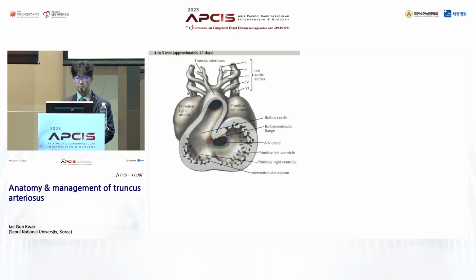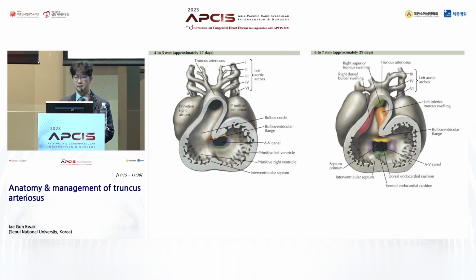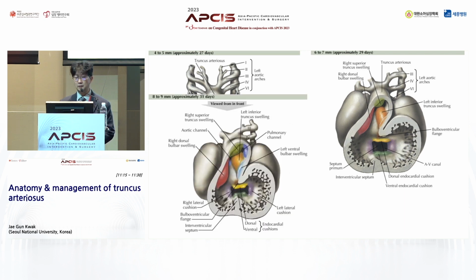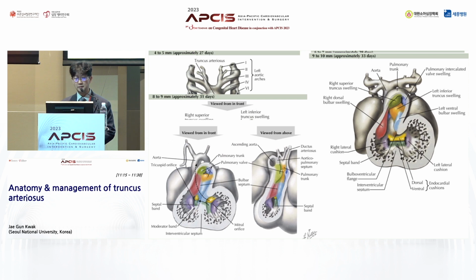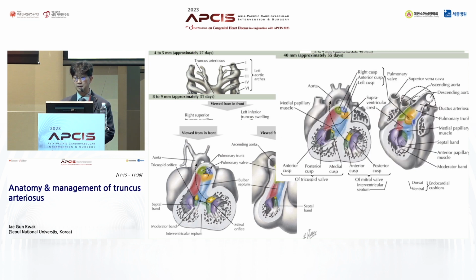Yesterday, Professor Jiwon Ko described in detail the embryological aspects of this disease, so I skipped these pictures. The inferior truncus swelling and right truncus swelling come close together, and this part becomes the pulmonary valve, and the ventral and dorsal valvular swellings, I think, make the conal septum here.